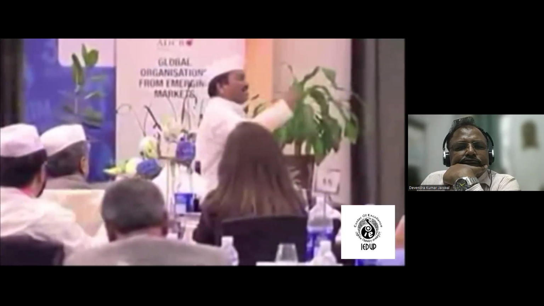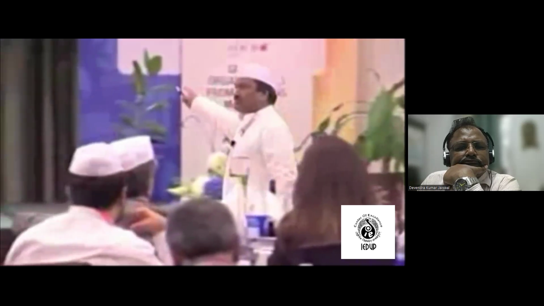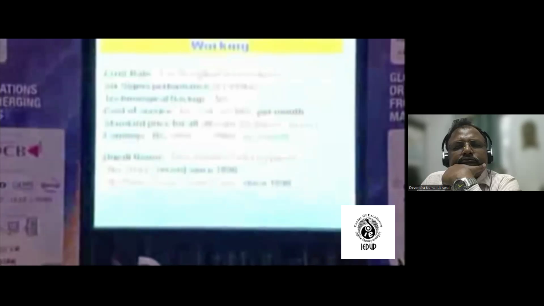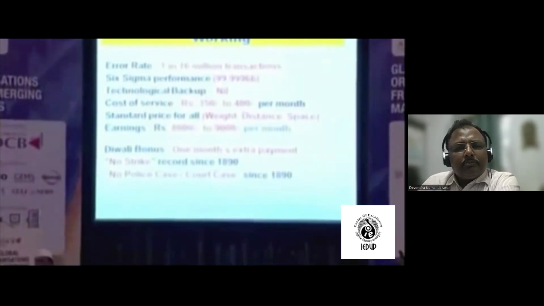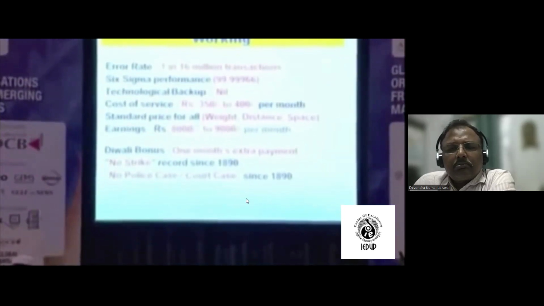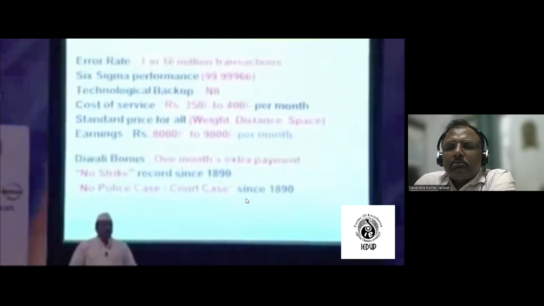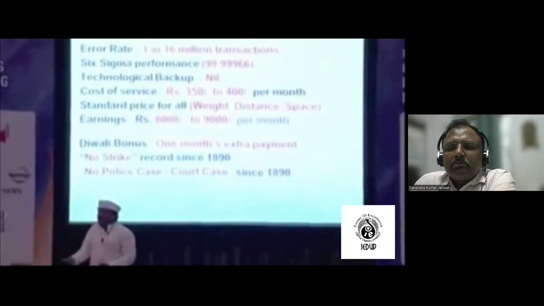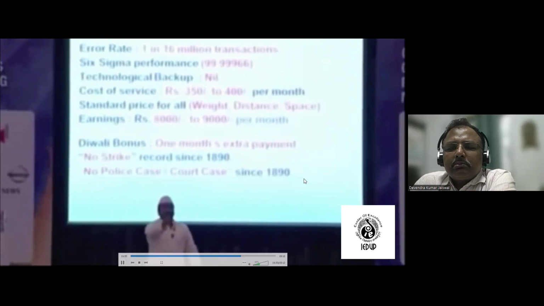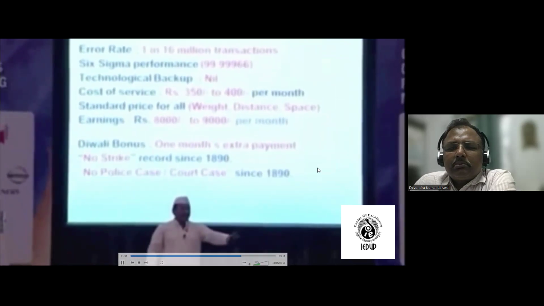Like that, all 5,000 people are working tirelessly throughout the day, all the days. Imagine, friends. Of course, they feel proud. Working system error rate: 1 in 16 million transactions. Imagine, friends. Forbes magazine wanted to give them Six Sigma. So they said 1 error in 16 million. Actually, there is no error, the Dabbawalas say. And that too without technology, friends.